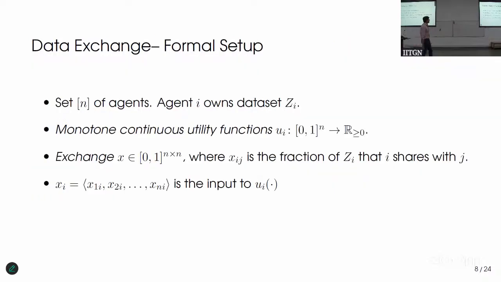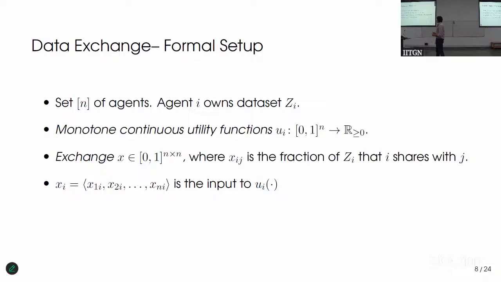Okay, so now I will get formal. Formally speaking, we have n agents. Think of agent i owning data set Zi. The agents have monotone continuous utility functions. Those utility functions capture the value that an agent has for any data bundle that can be allocated to this agent. Unless I specify otherwise, do not make any assumptions other than monotonicity and continuity on the utility functions throughout this talk.